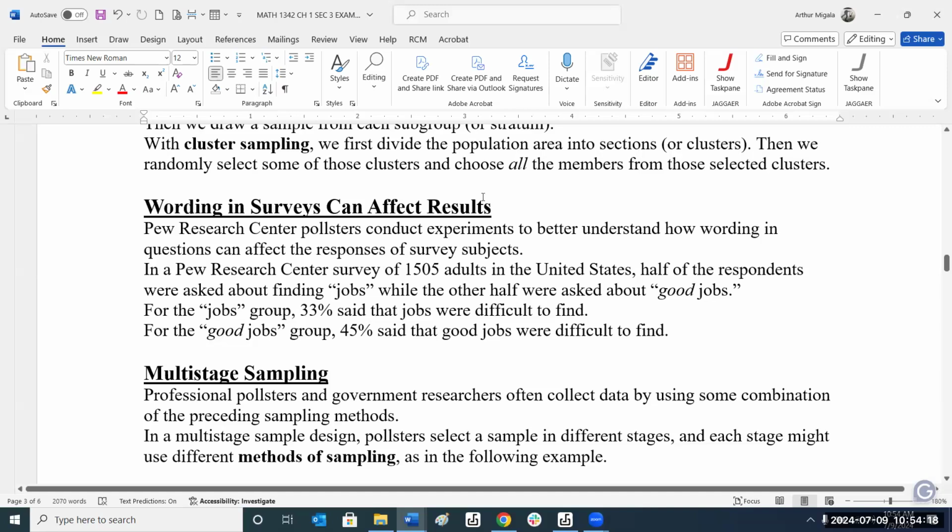Words in surveys can affect results. Words are very dangerous. Pew Research Center pollsters conducted experiments to better understand how wording can affect responses. In a survey of 1,505 adults in the United States, half of the respondents were asked about finding jobs, while the other half were asked about finding good jobs. For those asked about finding jobs, 33% said jobs were difficult to find. Of those asked about finding good jobs, 45% said that good jobs were difficult to find.